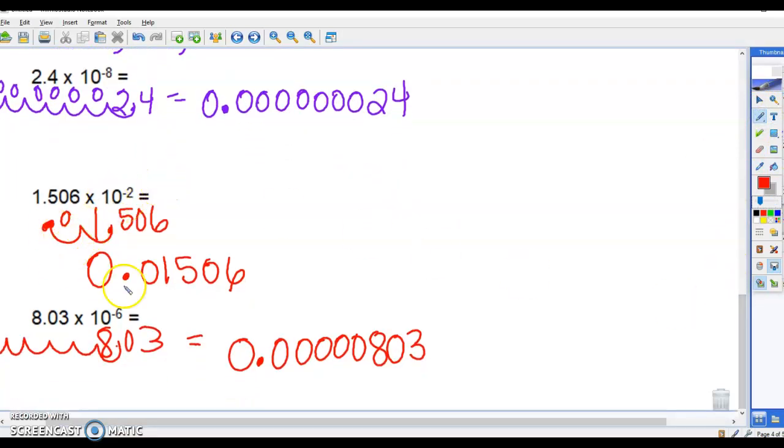This one goes 2 places to the left, so 0.01506, and this one moves 6 places left, so you're going to have 1, 2, 3, 4, 5 zeros before the 803.